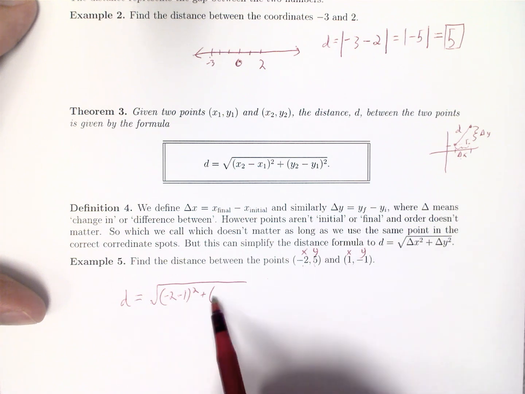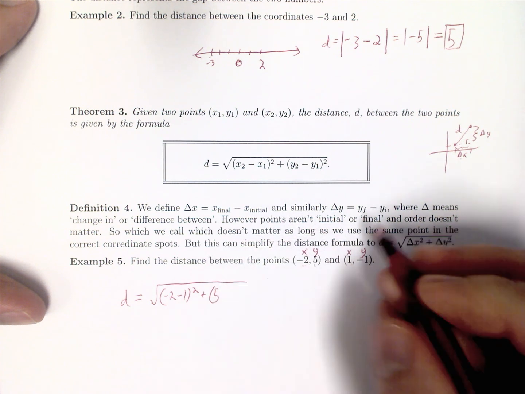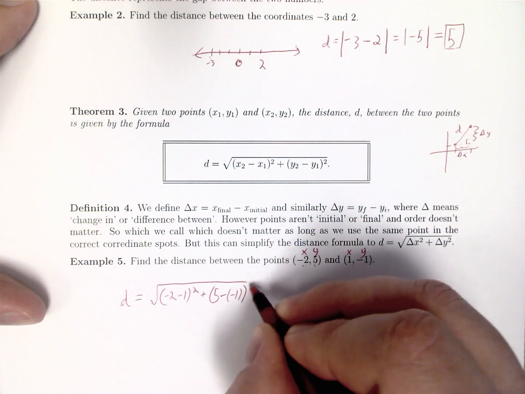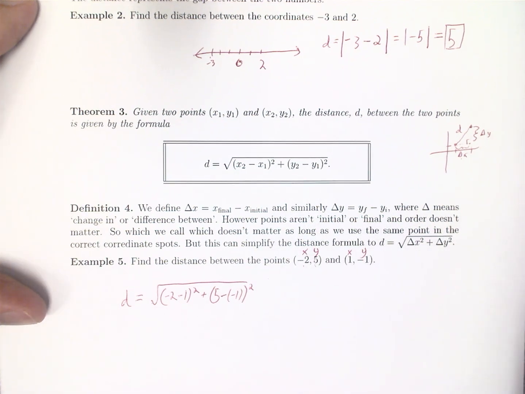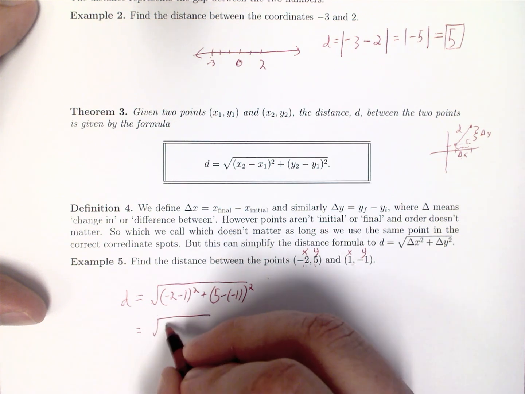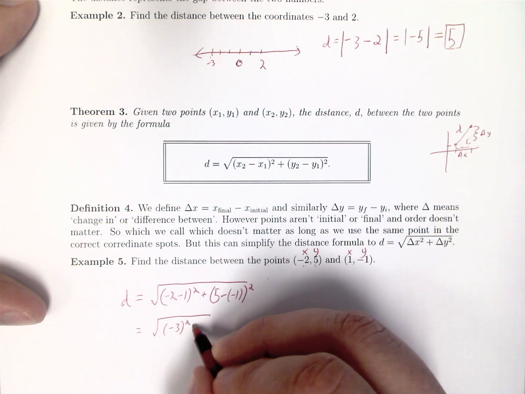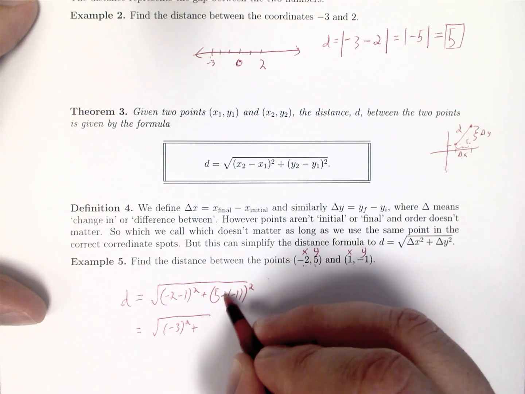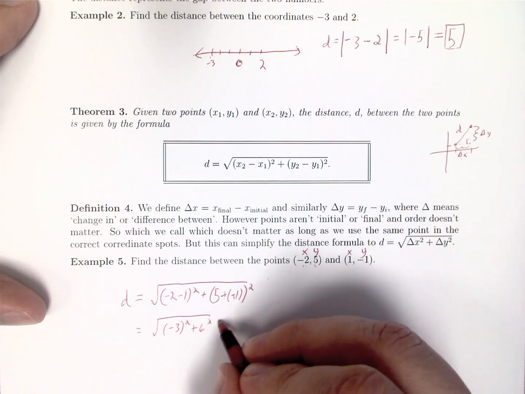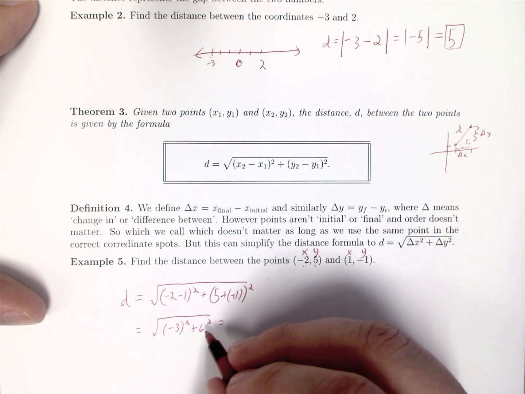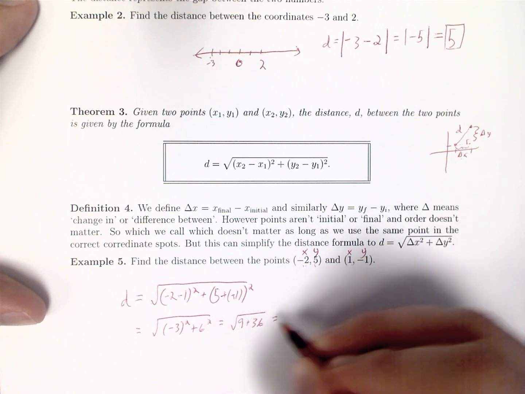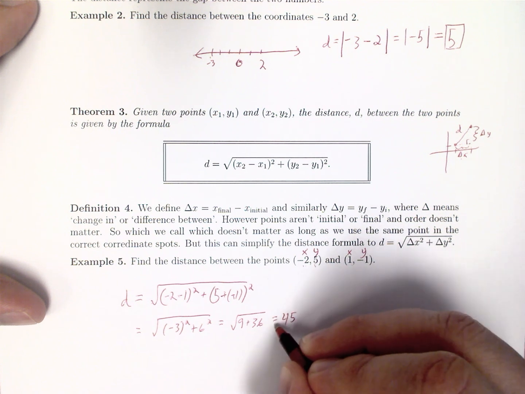We started this one being first, so we're going to keep that one being first. 5 minus -1. And then we have -2 minus 1, so -3 squared. Minus a negative is plus, so we get 5 plus 1 is 6 squared. And we have -3 squared, which is 9, plus 6 squared is 36. 9 plus 36 is 45. And it's still under the radical.